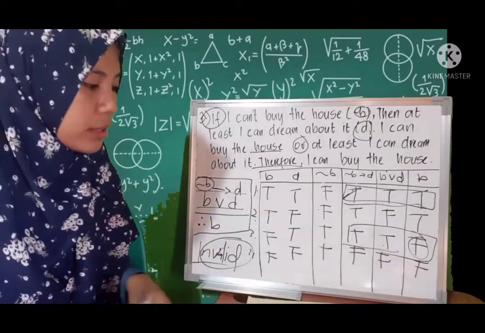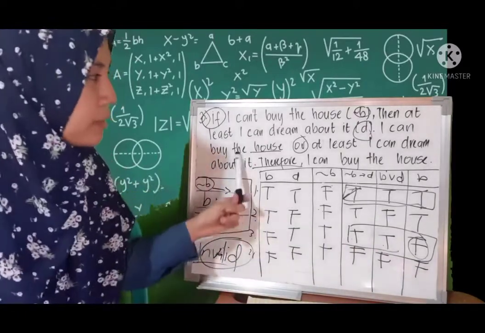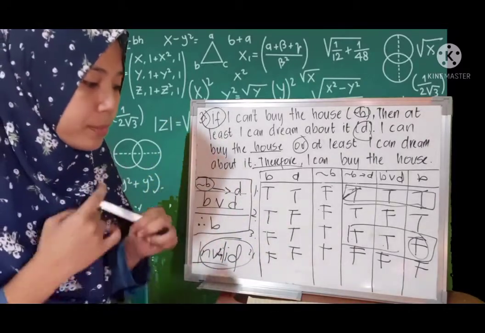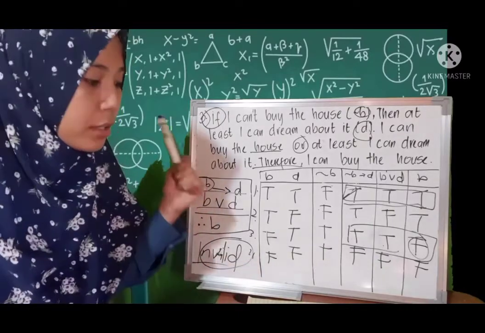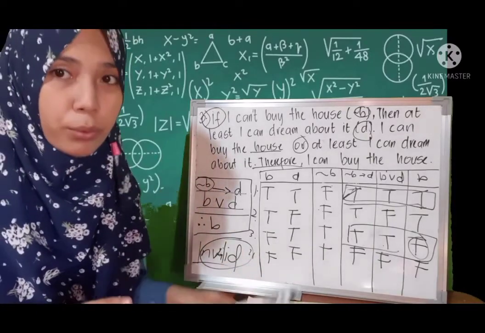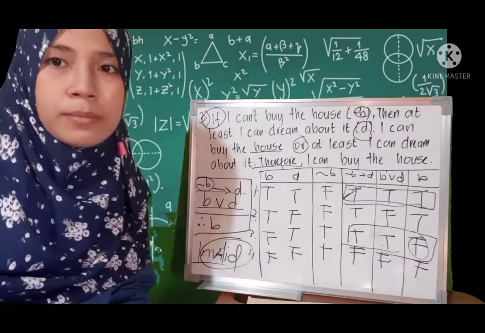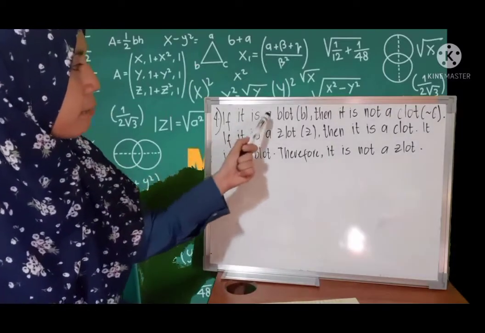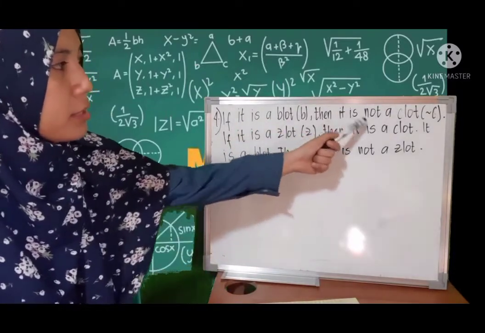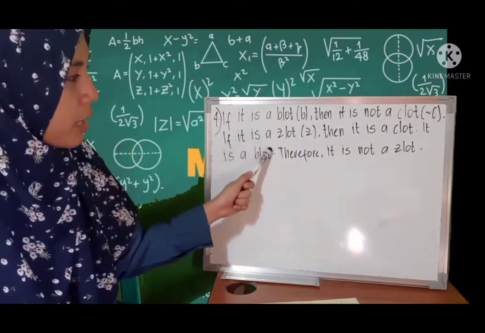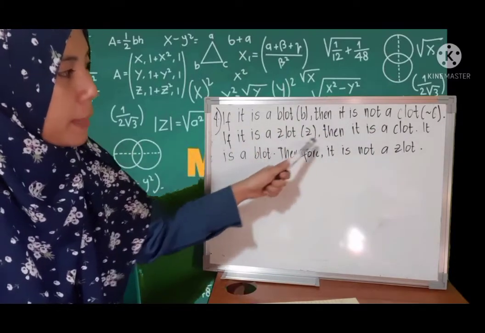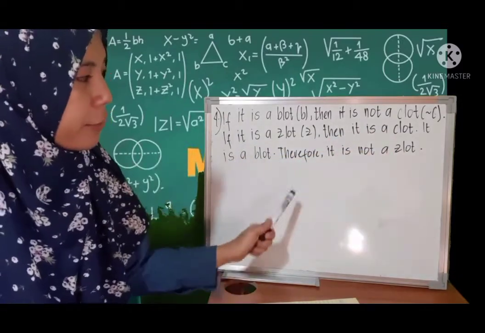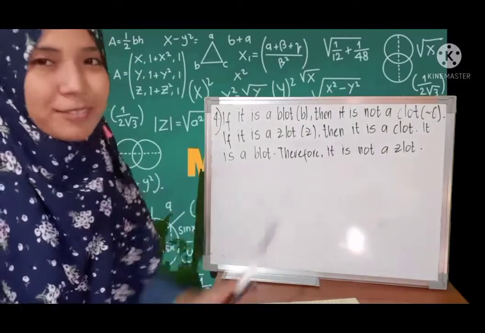So, let's proceed to the example number 3. Ay number 4, na gagamit din tayo ng 8 rows. So, sa exercise number 4, if it is a blot, then it is not a clot. If it is a slot, then it is a clot. It is a blot, therefore it is not a slot.